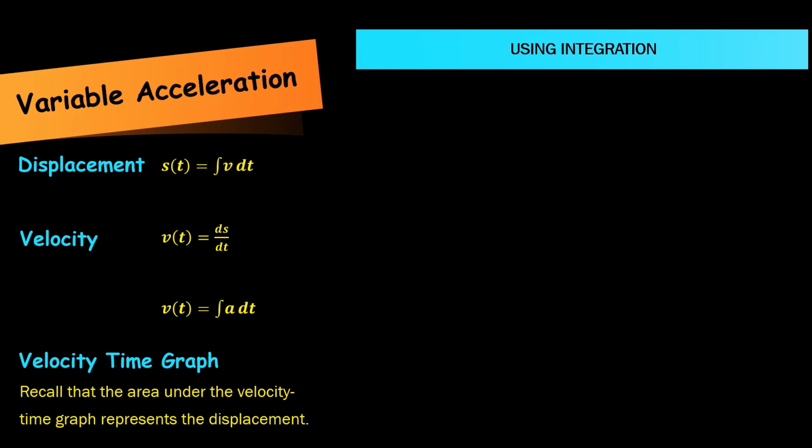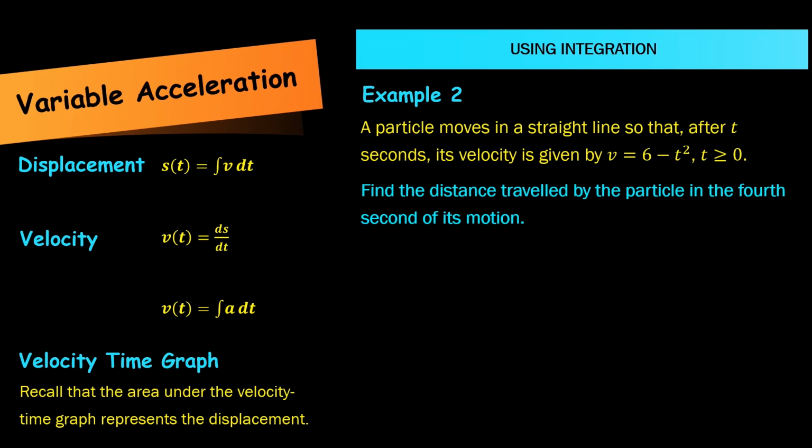Now let's take a look at graphs. Recall that the area under the velocity time graph represents the displacement. Let's apply this to an example. Pause the video and have a go. Press play when you're ready to view the solutions. So let's solve this. A particle moves in a straight line so that after t seconds, its velocity is given by v equals 6 minus t squared for t greater than or equal to 0. Find the distance travelled by the particle in the 4th second of its motion.